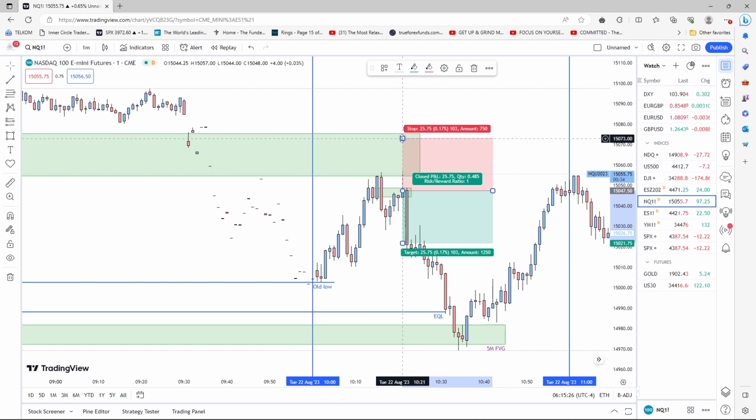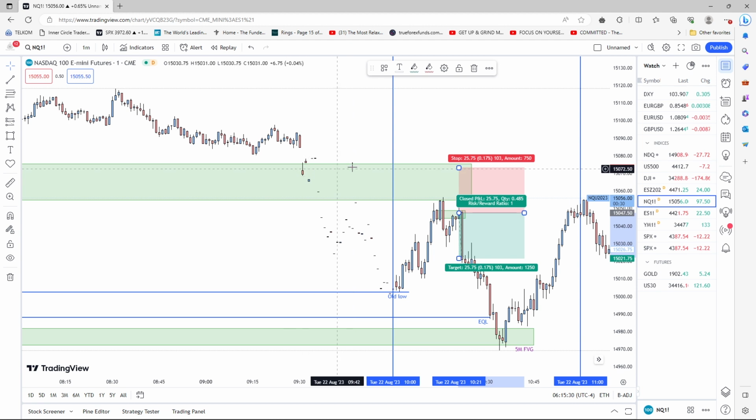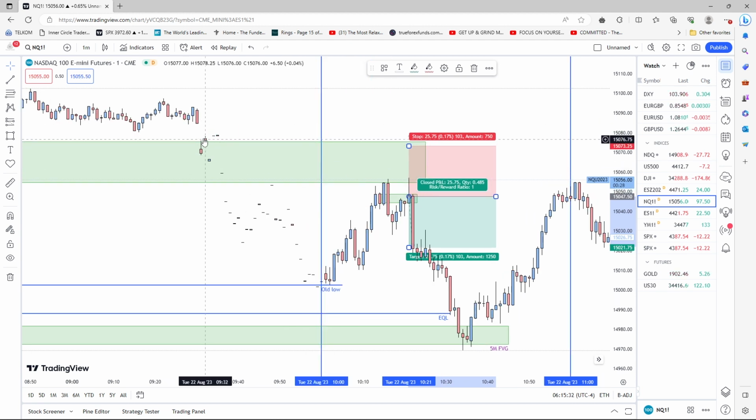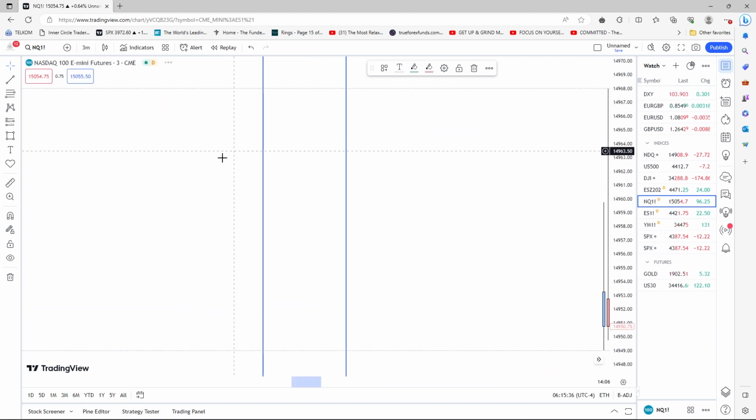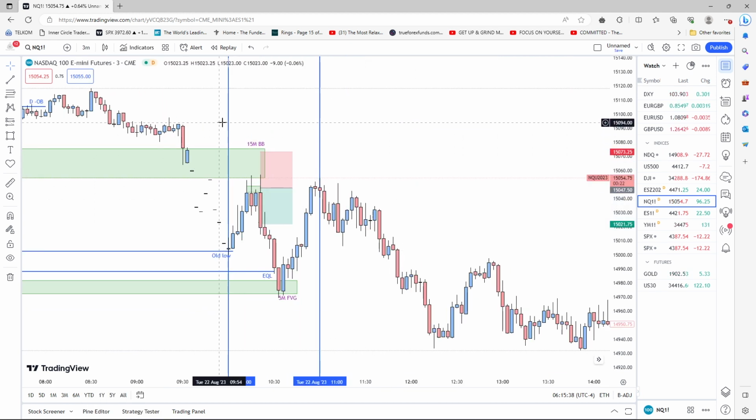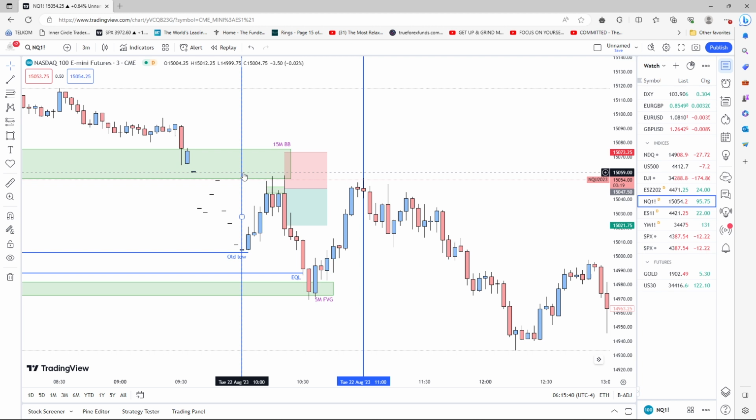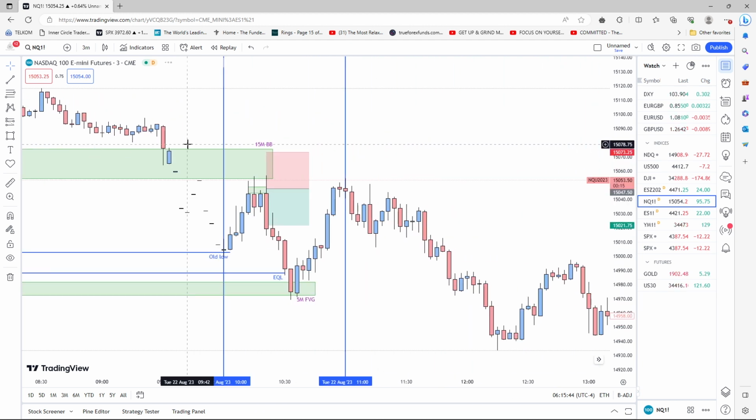As far as a stop goes, this one is a bit tricky though, since we have this really sloppy price action to the left. Kind of makes it a bit more challenging to find a proper stop.